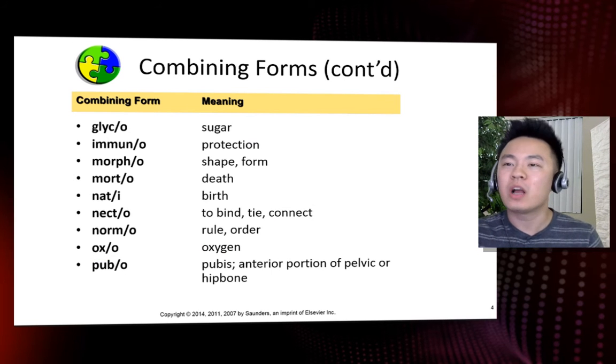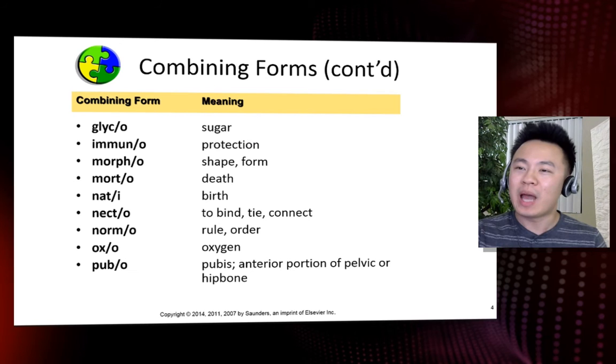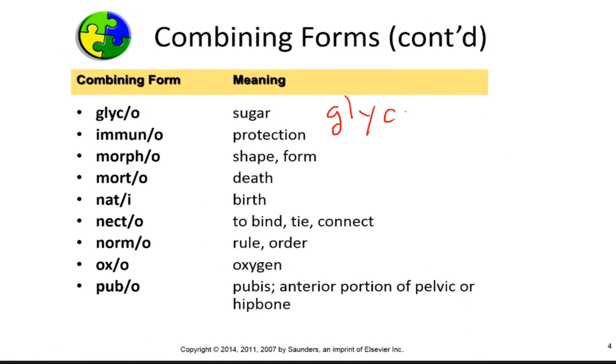Another combining form here, glyco, means sugar. For example, we have glycogen. And glycogen is a particular kind of compound, more specifically a carbohydrate, a polysaccharide containing lots and lots of glucose molecules all chained together in a massive long chain. That would be an example of glycogen.